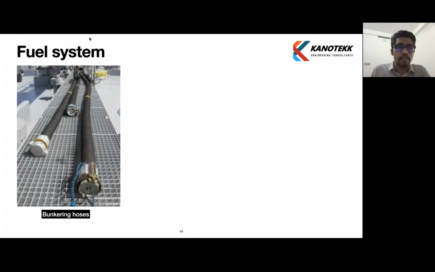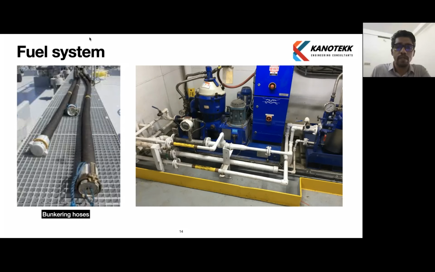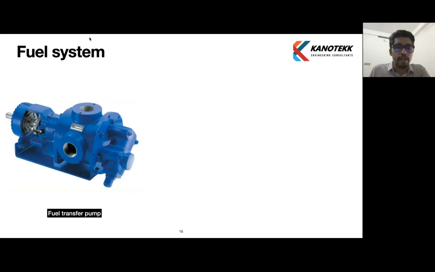Okay, right now what we are seeing is a bunkering hose. Similarly, the next picture is the fuel oil purifier. It's an Alfa Laval make. It's a fuel oil purifier. It's a fuel transfer pump. Earlier we discussed there will be two fuel transfer pumps. The fuel transfer pumps will be gear type pumps because of the viscosity of the fluid. So mostly all the transfer pumps will be gear type, and they will have a relief valve on the discharge side to control the pressure in the system.